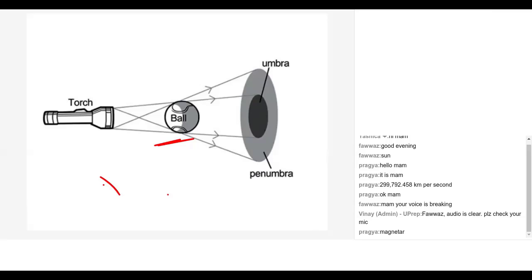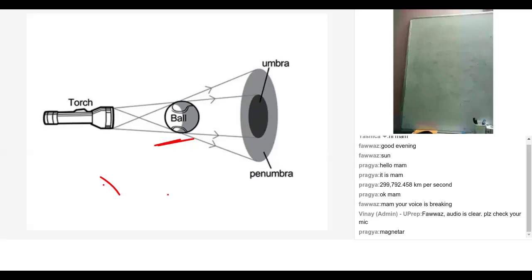If it is a point source of light, then the image formed in that case will have only umbra. No penumbra will be seen. Please note down this point. Ma'am, it's not clear. It's a bit confusing.